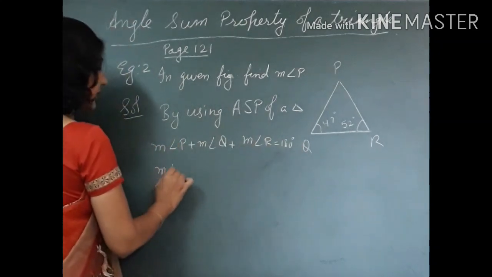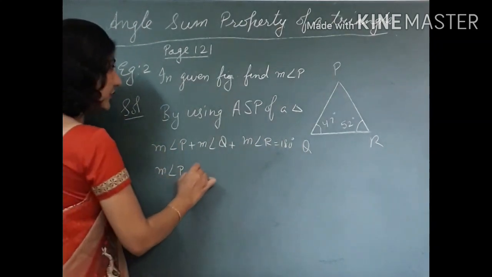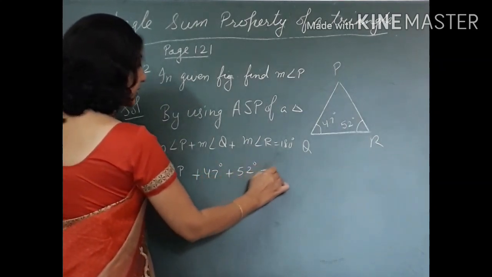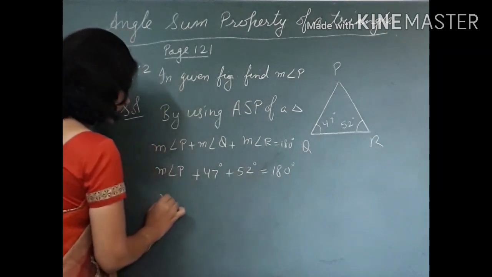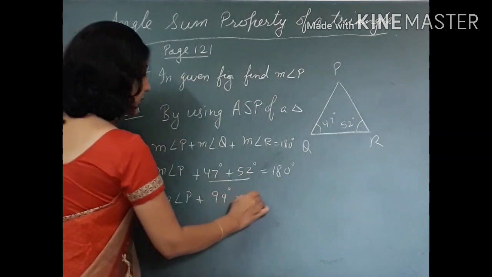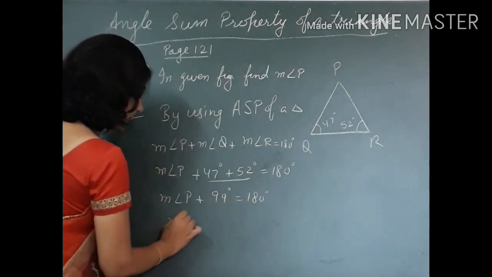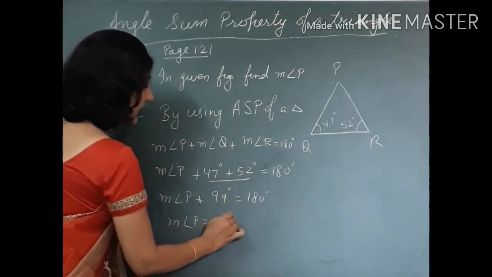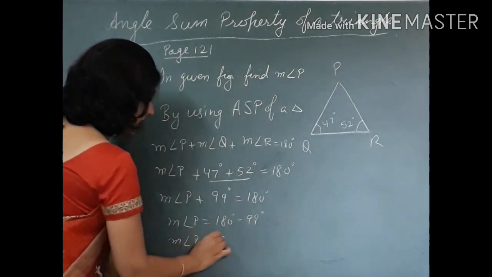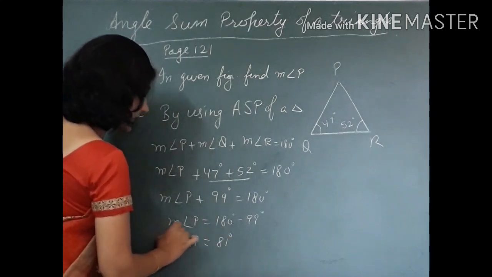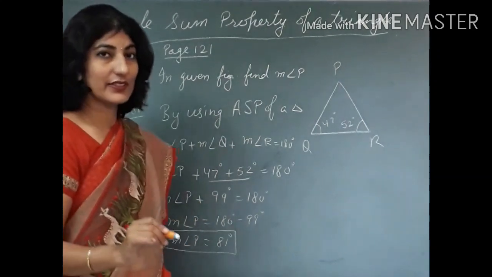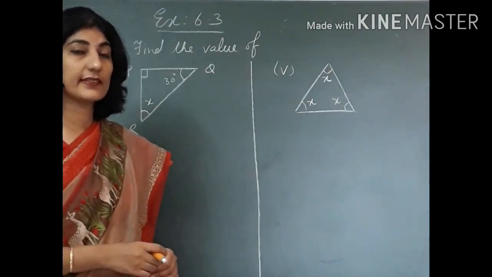Now measure of angle P is not given, so you will write as such. Measure of angle Q 47 degrees and measure of angle R is 52 degrees equals 180 degrees. So measure of angle P plus, add these two, you will get 99 degrees equals 180 degrees. Therefore measure of angle P equals 180 minus 99. You will get measure of angle P equals 81 degrees. This way, if two angles are given in a triangle, we can use this property to find the third angle of the triangle. Let us start exercise 6.3.